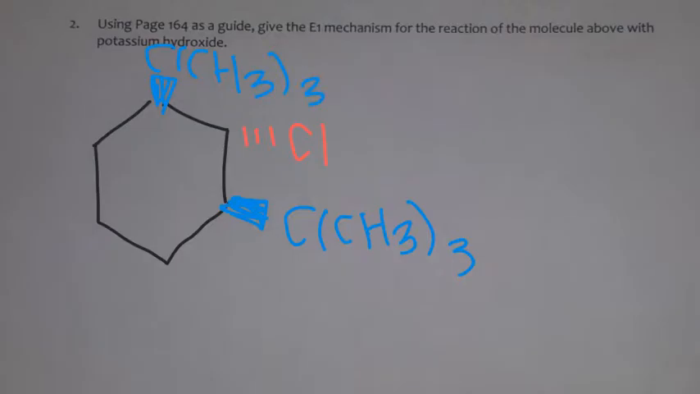So that means we have a hydrogen right here, going away. The alpha carbon is the carbon that is connected to the halogen, which is the chlorine atom, and the beta carbons are the carbons connected to the alpha carbon, which is the carbons connected to the tert-butyls.